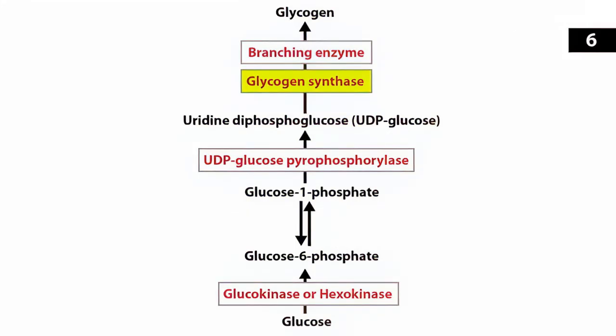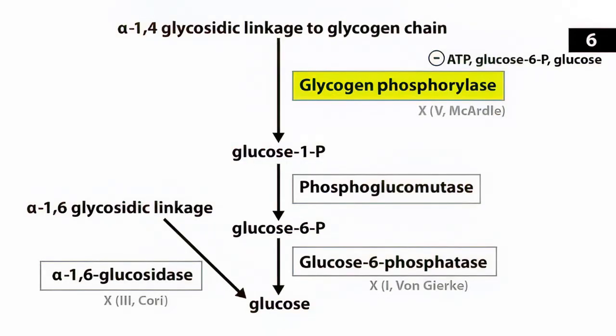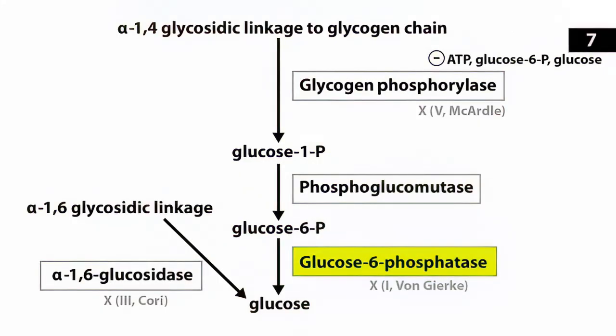First question, what's the rate limiting enzyme for glycogen synthesis? It's glycogen synthase. And then for glycogenolysis, it's glycogen phosphorylase. So again, make sure you know all those rate limiting enzymes for all these pathways. Next, which enzyme converts glucose 6-phosphate to glucose? It's the enzyme glucose 6-phosphatase. Remember, that's the enzyme that's deficient in von Gierke disease.